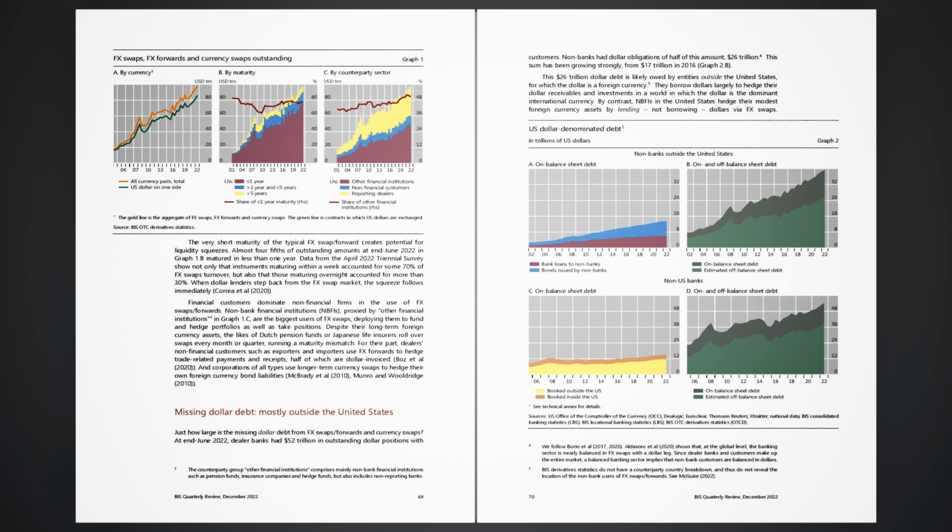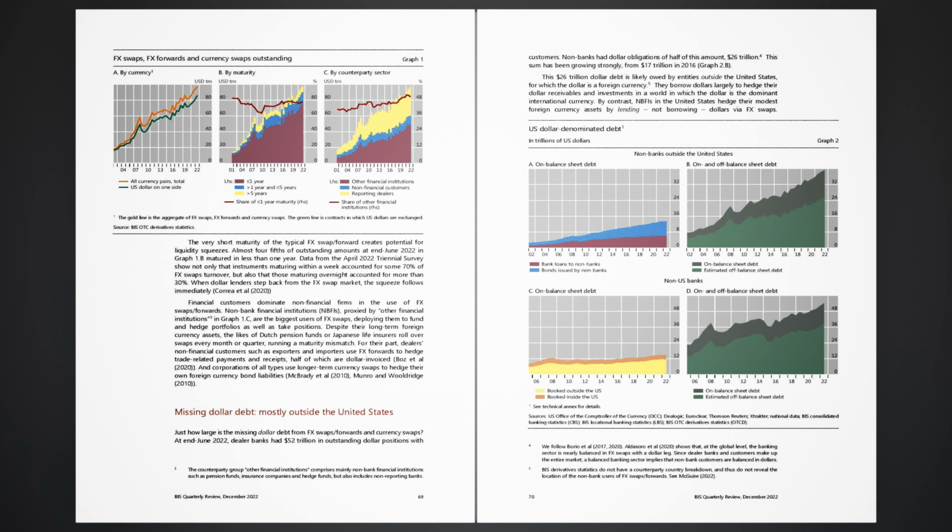The very short maturity of the typical FX swap or forward creates potential for liquidity squeezes. Almost 4/5 of outstanding amounts at end June 2022 in graph 1b matured in less than 1 year. Data from the April 2022 triennial survey show not only that instruments maturing within a week accounted for some 70% of FX swaps turnover, but also that those maturing overnight accounted for more than 30%. When dollar lenders step back from the FX swap market, the squeeze follows immediately (Correa et al., 2020).